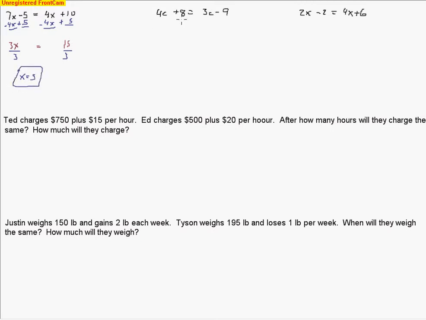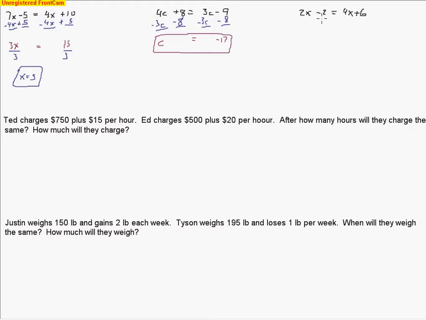Taking a look at our next one, same sort of thing. I'm going to subtract the 8 from both sides, and I'm going to subtract that 3c from both sides. And so when I do that, what I'm left with is just c equals, now here they're the same sign, so I end up having to add those two numbers. Negative 17 is what I get.